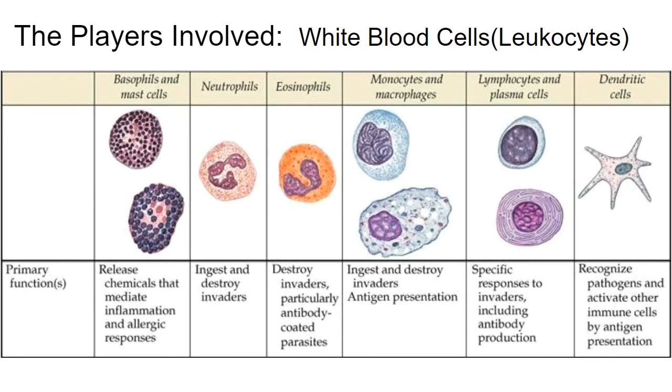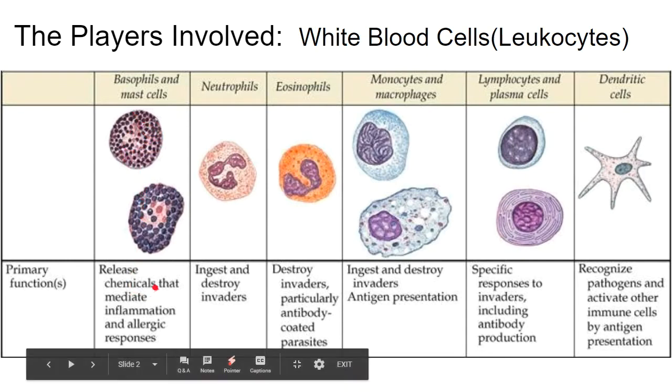The official term for white blood cells is the leukocytes, and white blood cells don't fall into just one type, like red blood cells do. White blood cells, there's many different types, such as these mast cells, which release chemicals to start inflammation. Neutrophils, which are the bacteria slayers that ingest and destroy pathogens or invaders. The eosinophils do the same kind of thing as neutrophils, but they particularly are focused on antibody-coated parasites.